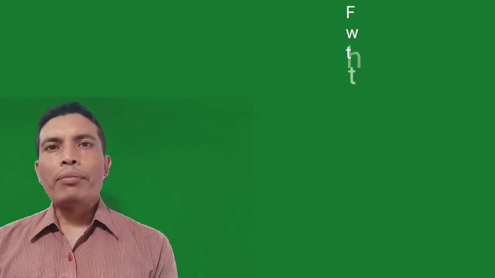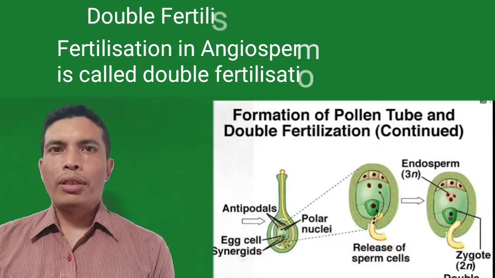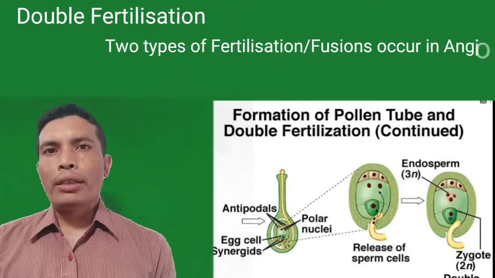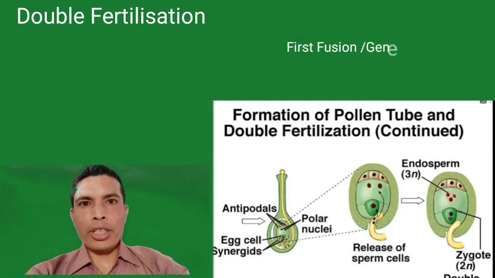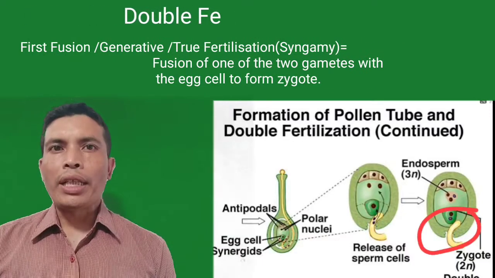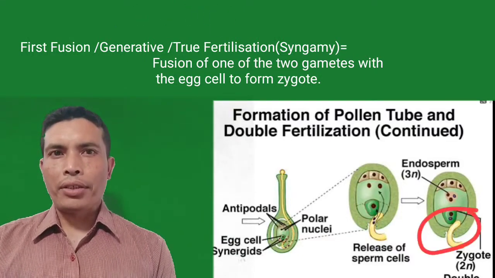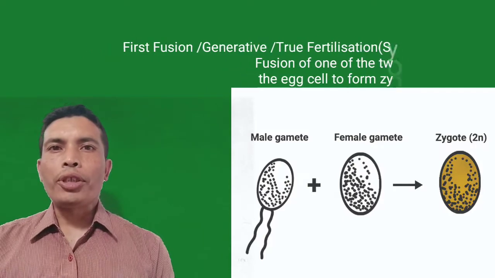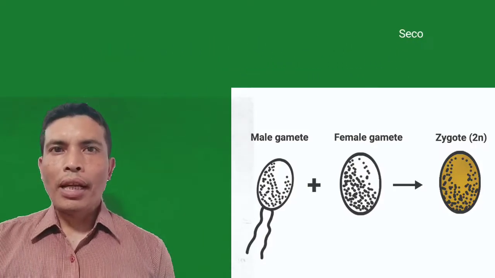In flowering plants, the fertilization is known as double fertilization because two types of fusions occur. Out of the two male gametes carried by the pollen tube, one fuses with the egg cell to perform generative fertilization, which is also called syngamy or true fertilization. It forms a diploid cell, which is known as a zygote, right?